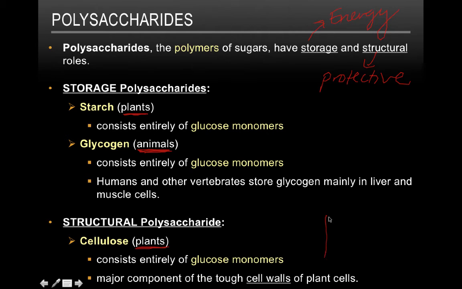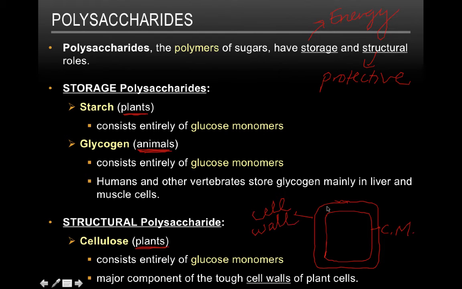So all cells, as you know, have an outer layer called the cell membrane. Some cells, such as plant cells, have an additional structure outside of that cell membrane that's very rigid, and we call that the cell wall. And the major component of plant cell walls is cellulose.